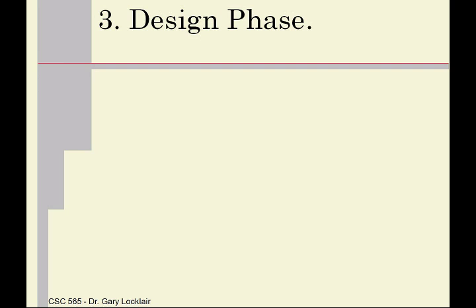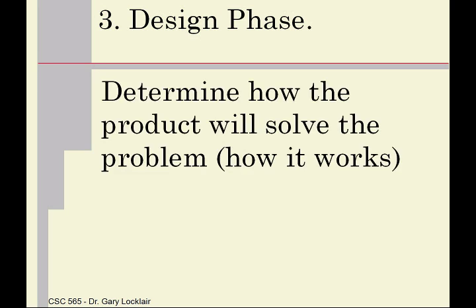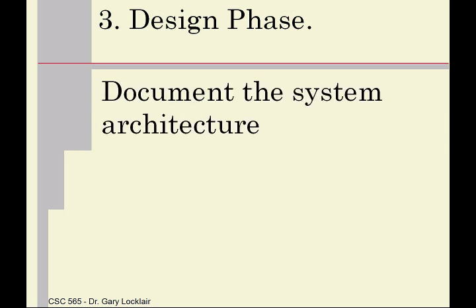Number 1, requirements. Number 2, specifications. Number 3, design. The design phase is going to determine how your system functions. Up until now, we've been looking at a product. We've been visualizing a product from the outside in. Now we've got to look at it from the inside out. We have to figure out how this thing is going to do what I said it would do in step 2. How it works, how it solves the problem.